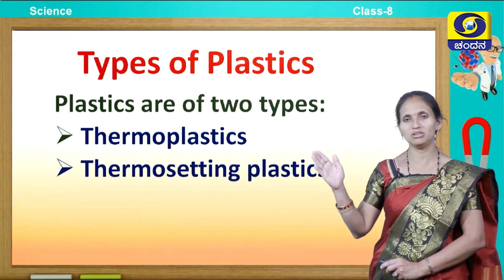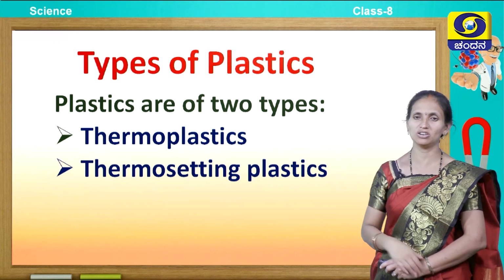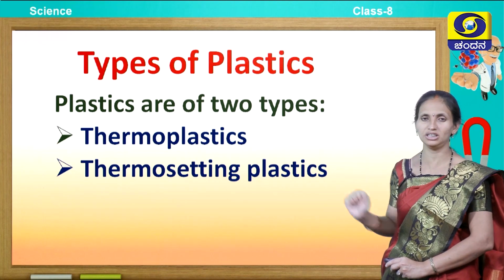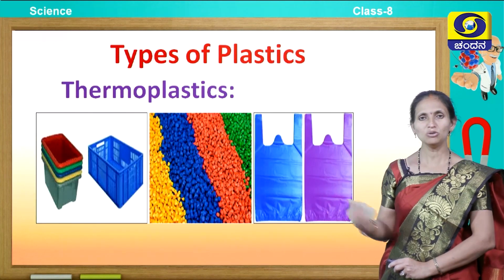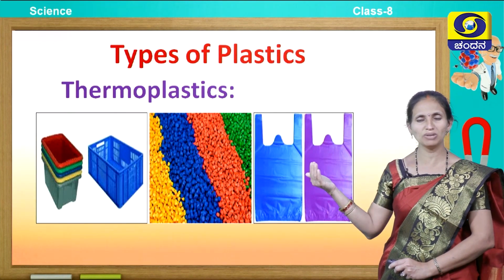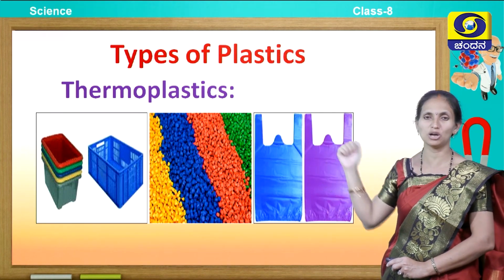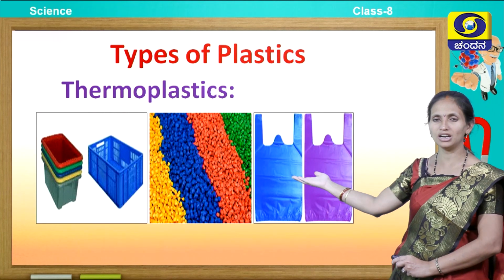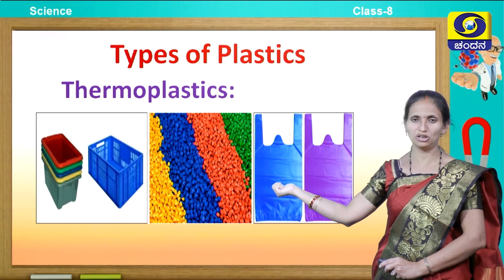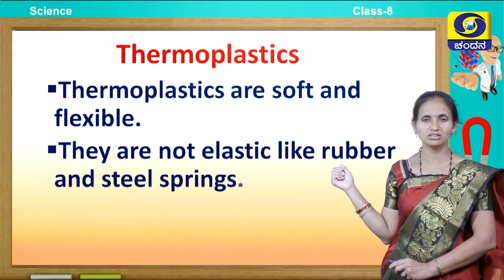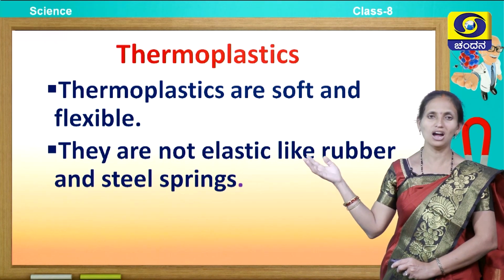Mainly plastics are divided into two types. One is called thermoplastic, the other is called thermosetting plastics. These are the two types of plastic which we use in our daily lives. One by one we are going to study what is thermoplastic and what is thermosetting plastic. First, let us see what is a thermoplastic. These are the articles which are made up of thermoplastics which we can see in our day to day life. What are thermoplastics? Thermoplastics are the plastics which are very soft and flexible.